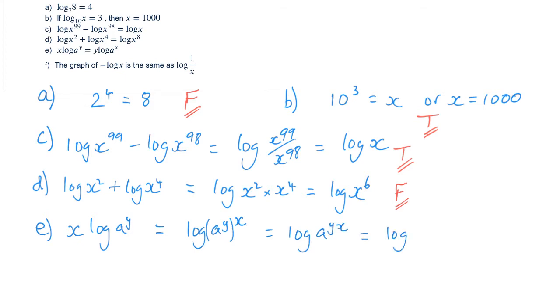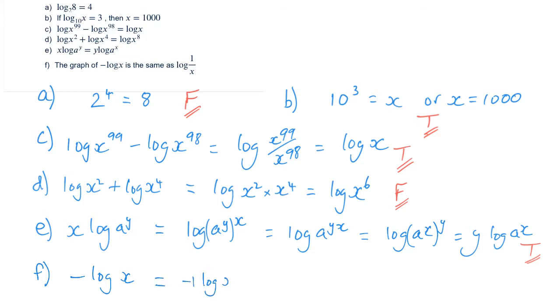This can in turn be considered to be the log of a to the power x raised to the power of y, which again, using the index law for logarithms, can be written as y multiplied by log of a to the x, and so is true. In part F, we can consider minus log x as minus 1 multiplied by log of x, which then, using the minus 1 as a power, we get the log of x to the minus 1, which is the log of 1 over x, and so this is clearly true.